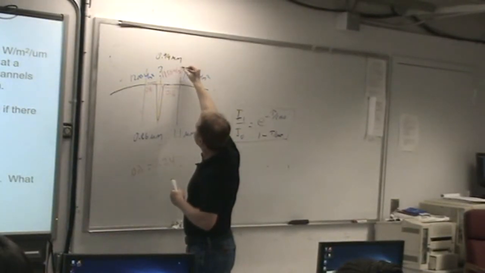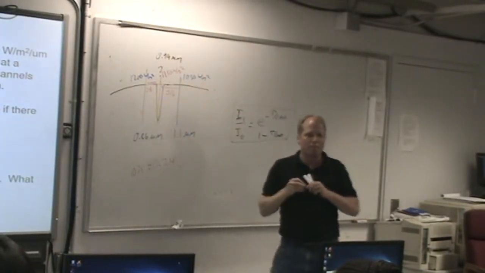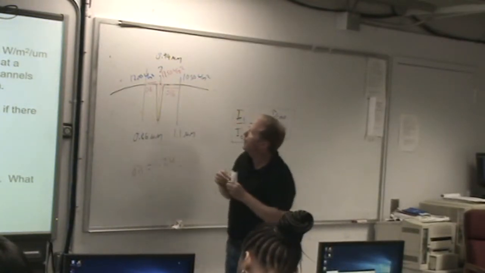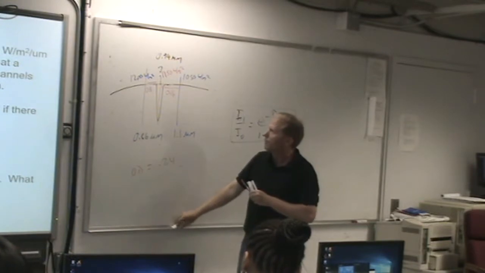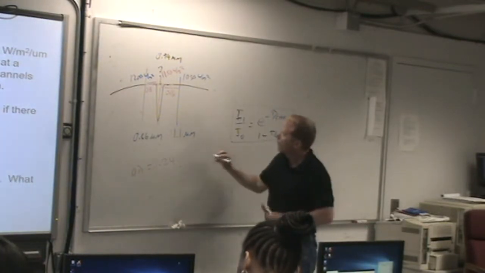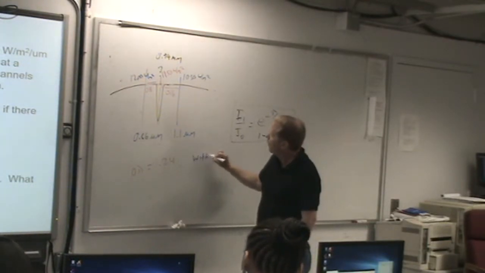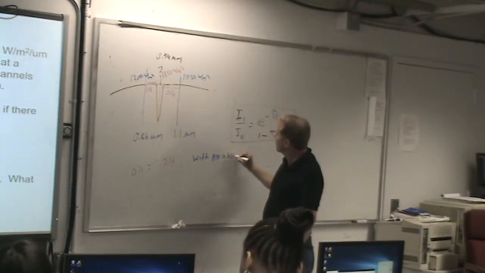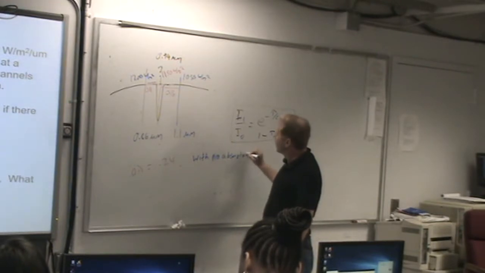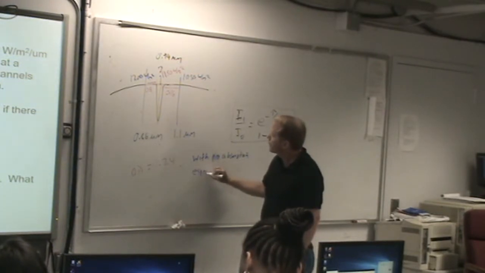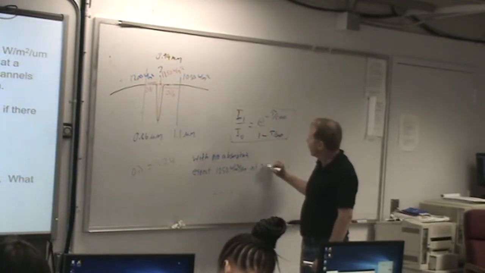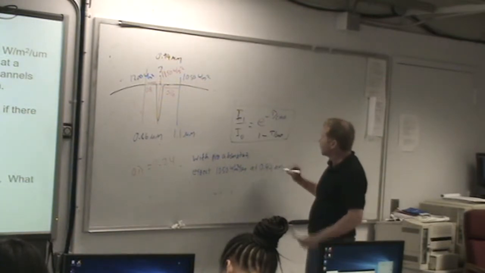1150 watts per meter squared. Okay? That's what we would expect if no absorption. So with no absorption, we expect 1050 watts per meter squared per steradian at 0.94 microns.